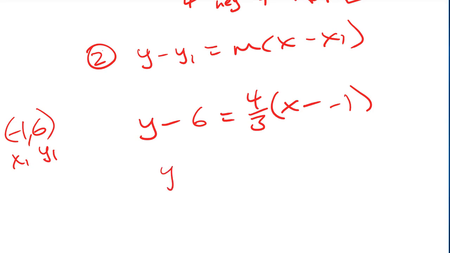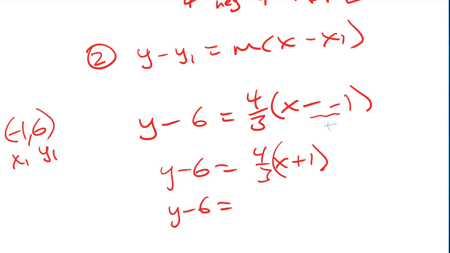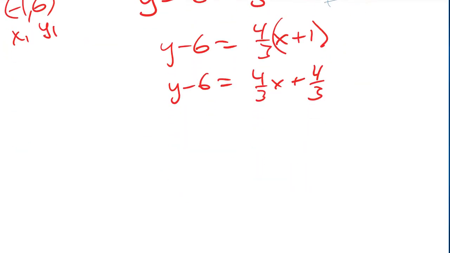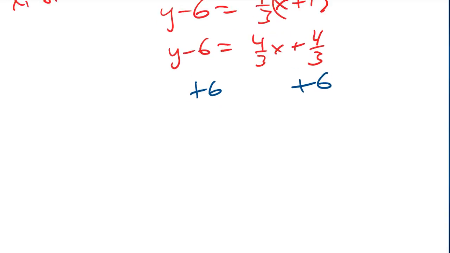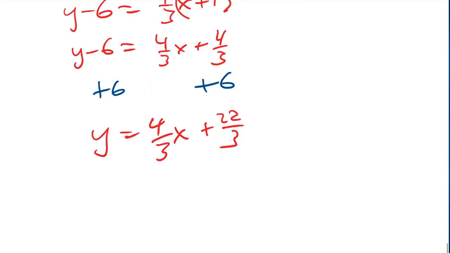And now you just solve for y minus 6. I always multiply the right-hand side through first. This ends up being a plus, so x plus 1. So it's y - 6 = 4/3 x + 4/3. And now we have to add 6 to both sides. Oh, fun times. So let's see, it'll be y = 4/3 x, and I think this is plus 22/3. Let's see how I get that.